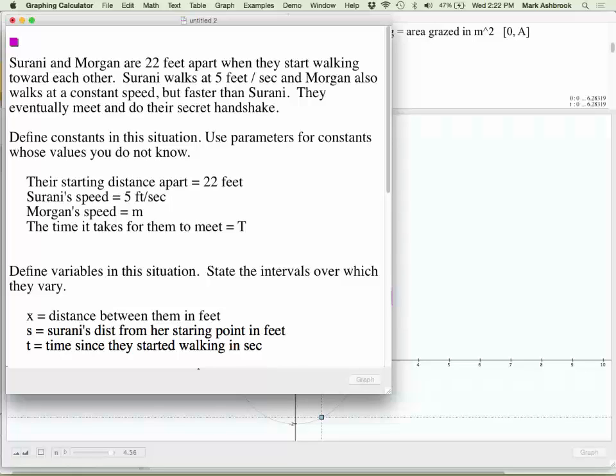What's the domain of little t? 0 to capital T. That's a parameter, a set value, so the domain is from 0 to capital T. What's the domain on X? 0 to 22. All possible values it could take on, 0 to 22.